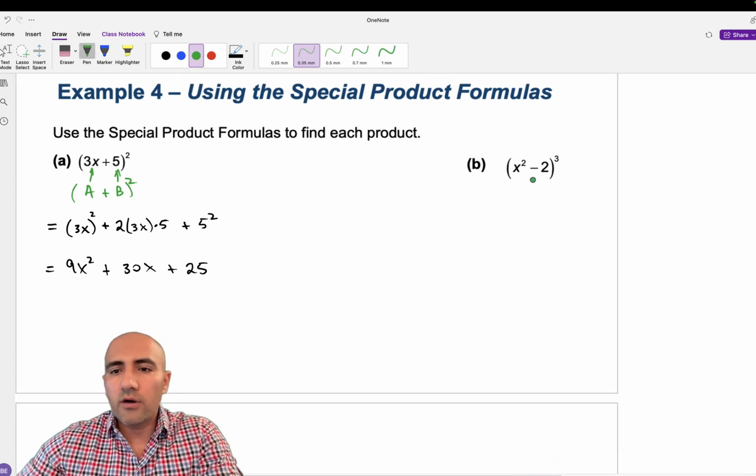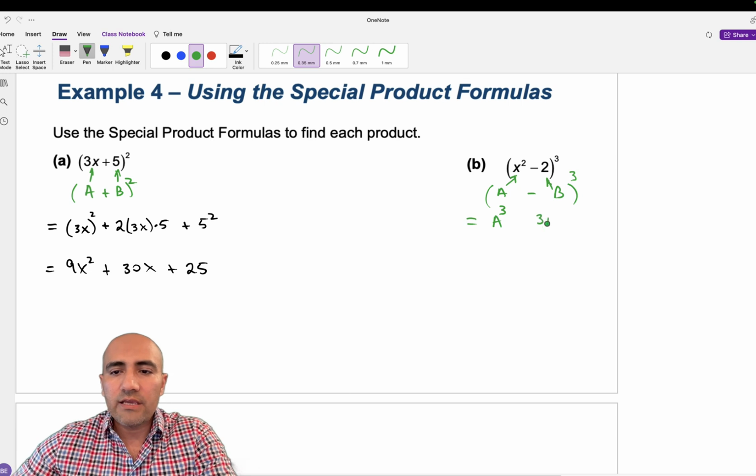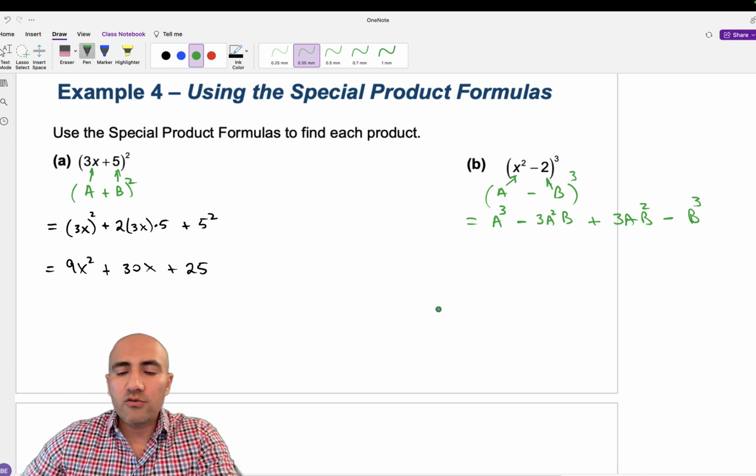Okay, now for this one, we notice that it's (x squared minus 2) raised to the power of 3. If we think of this as our a, and this one as our b, this is (a minus b) to the power of 3. From our formula, we know that this is equal to a cubed, minus 3a squared b, plus 3ab squared, minus b cubed. There's a plus-minus situation going on. So we want to use this formula.